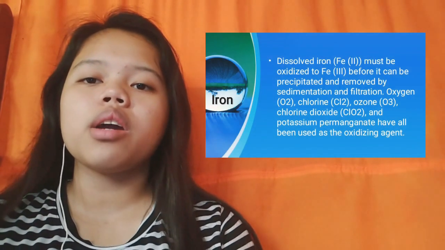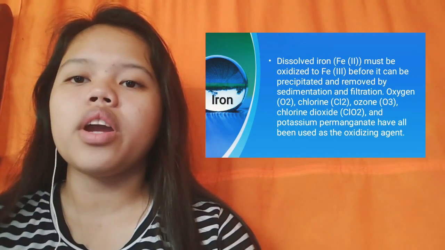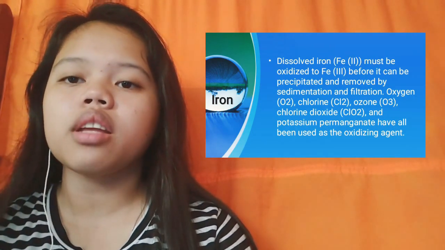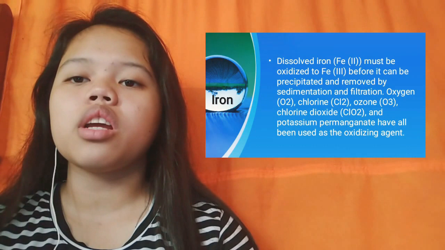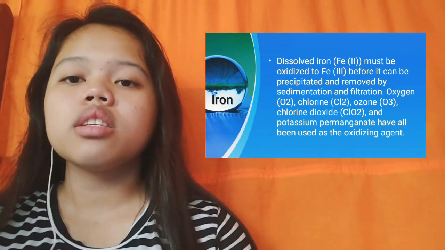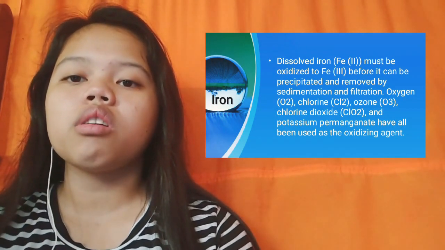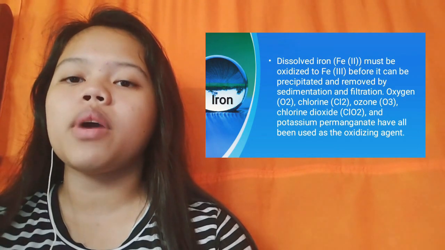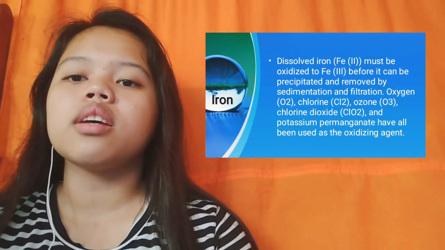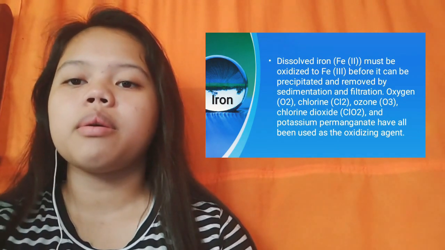Iron. Dissolved iron must be oxidized to ferric ion before it can be precipitated and removed by sedimentation and filtration. Oxygen, chlorine, ozone, chlorine dioxide, and potassium permanganate have all been used as the oxidizing agent.